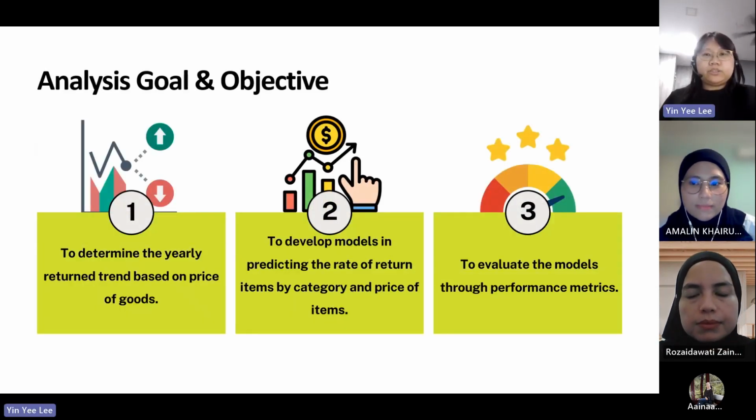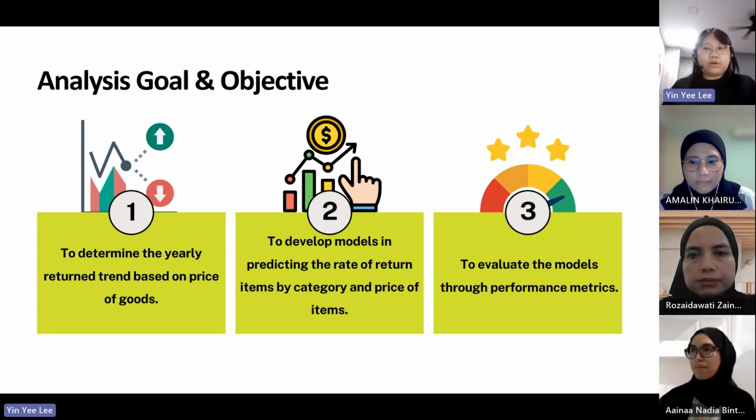Our project aims to determine the return trend based on the price of goods. We try to understand how pricing affects customer behavior and return rates over time by studying the pattern and trends between the return number and its item price. Our second goal is to develop a model for predicting the rate of return item by category and price.